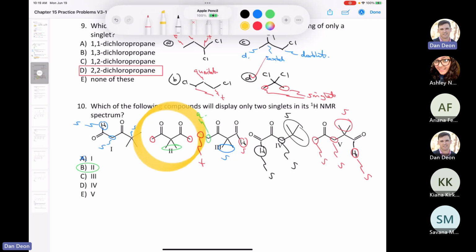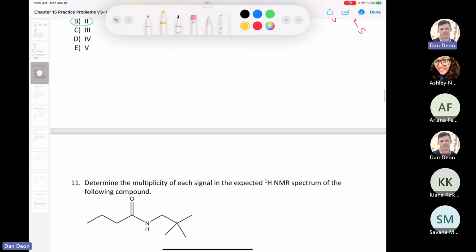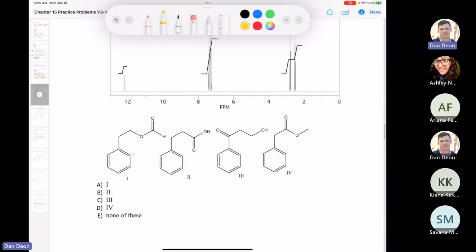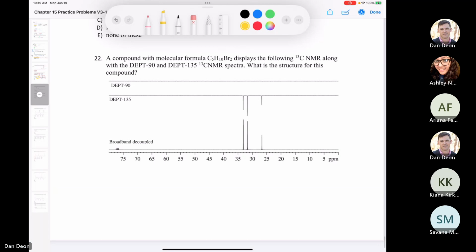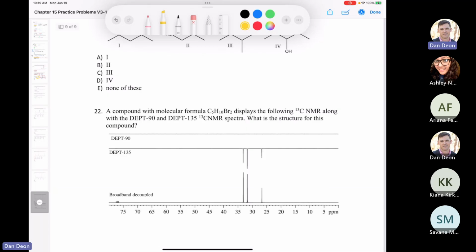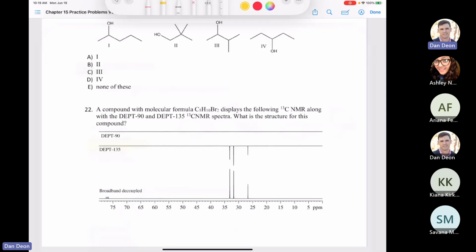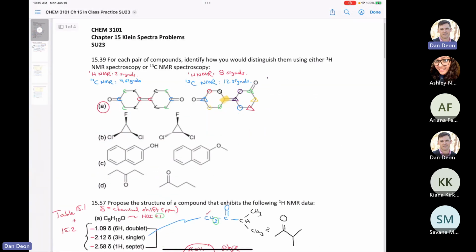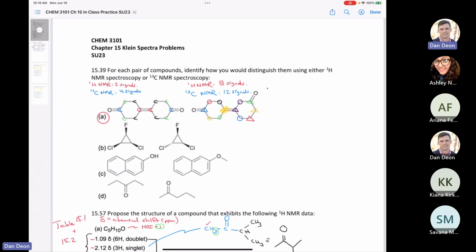So what I want you to do before class tomorrow morning is try questions 11 through 22. I'd like you to try all of these problems, and we're going to take a look at them tomorrow morning. Also, depending on the time that we have, I would like you to take a look at the remainder of these problems, but we might not look at these because these all come from Klein. So you have the solutions to all these.